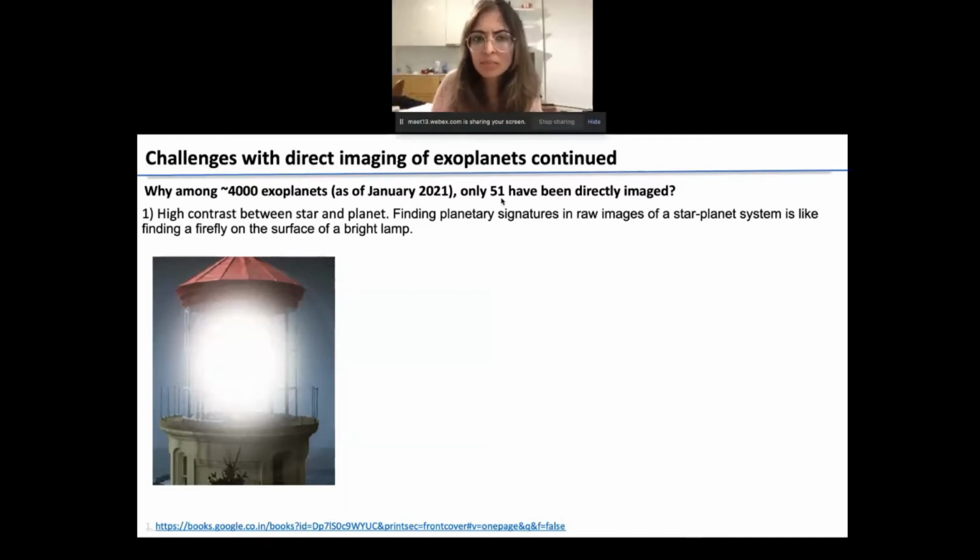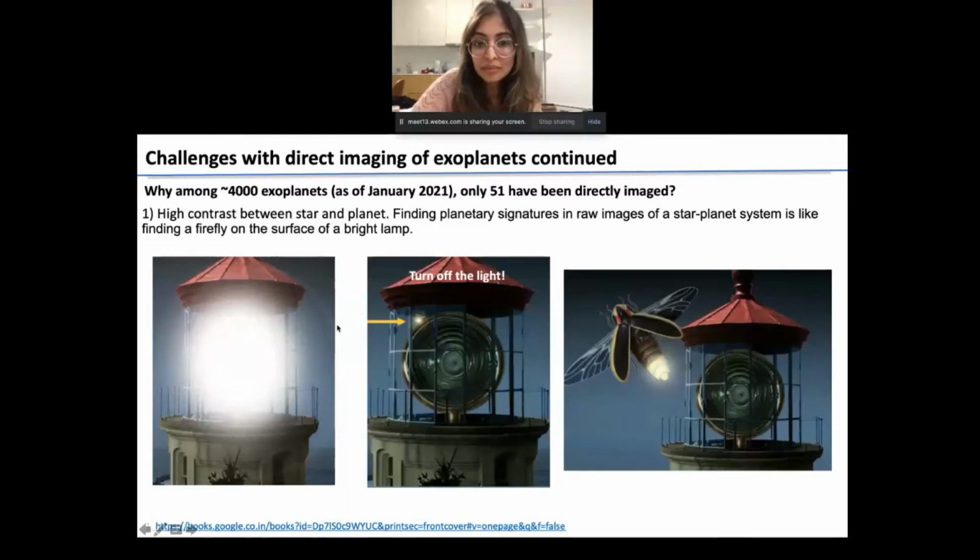There's a nice example to show this. You have a lighthouse, and let's say there's a little fly sitting somewhere on the lighthouse and you want to see it. Let's say this lighthouse is several kilometers away. You want to image that beautiful firefly sitting on this bright light. What you need to do is turn off that light so that you can actually see the little signal from that little firefly. And when you know the location of the firefly, you can study its characteristics. That's what we're trying to do, basically.